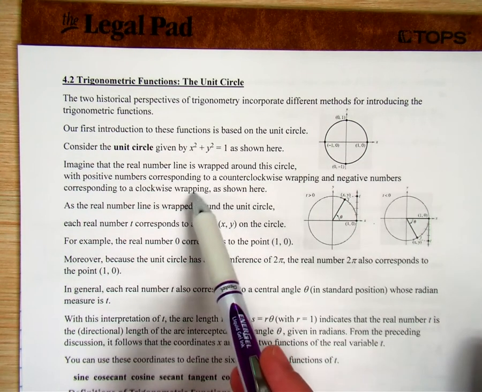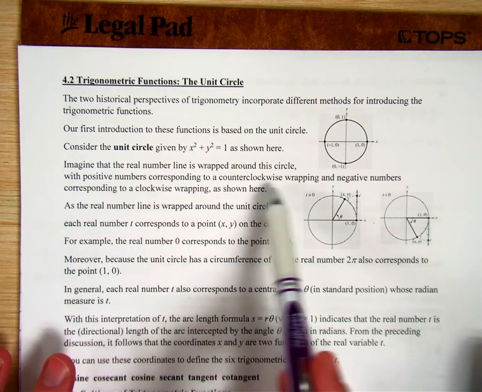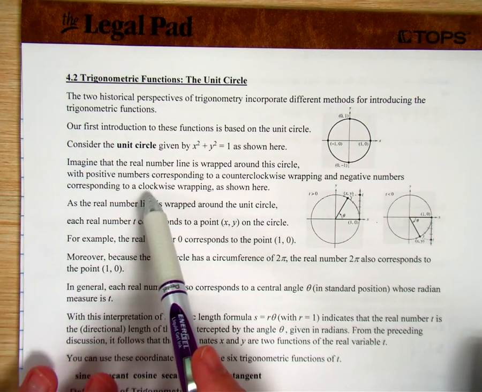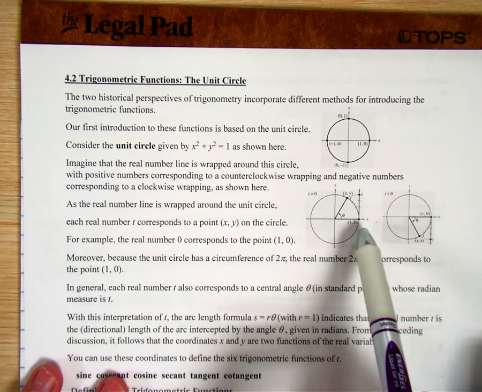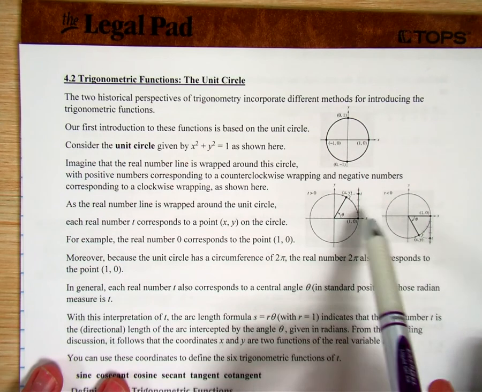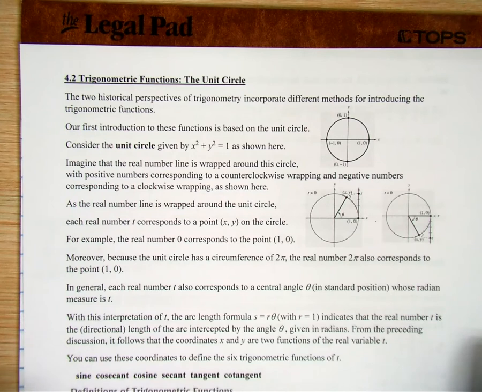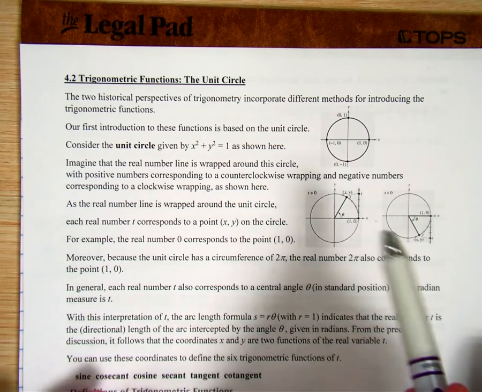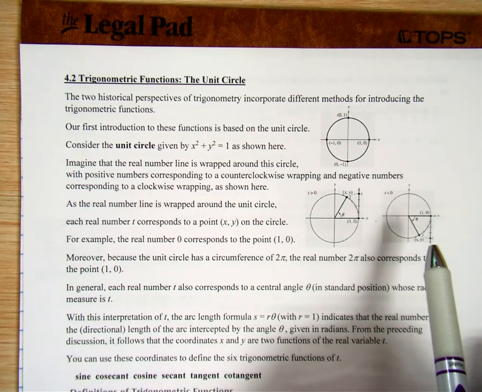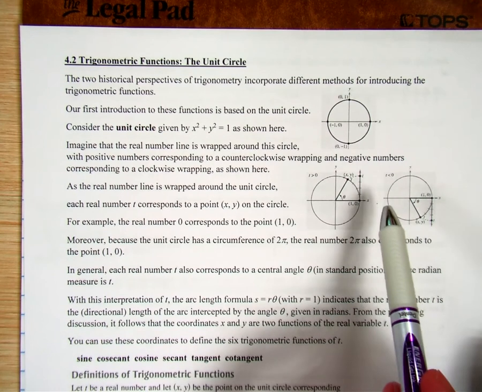Then they imagine that a real number line is wrapped around the circle, with positive numbers corresponding to a counterclockwise wrapping. That is where they place the radians. Think about the little tick marks around the outside last year where you had degrees and radians. They're basically only referring to radians, so you're going to need to get used to those.